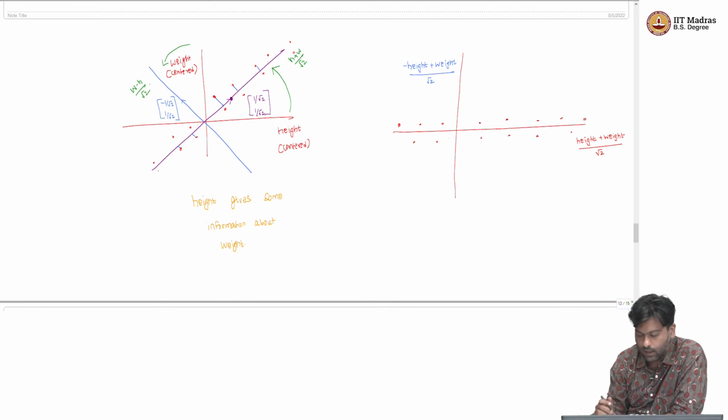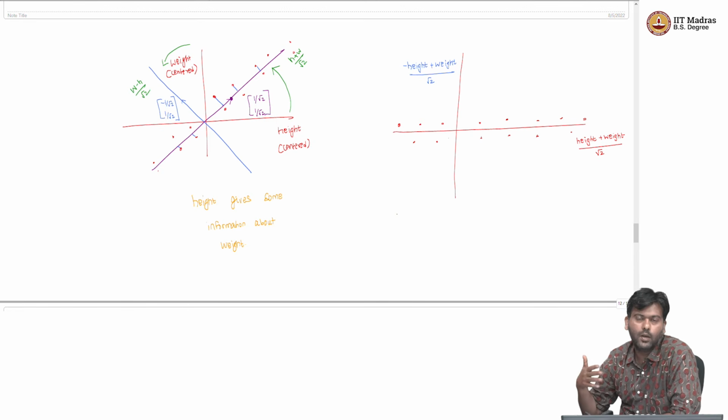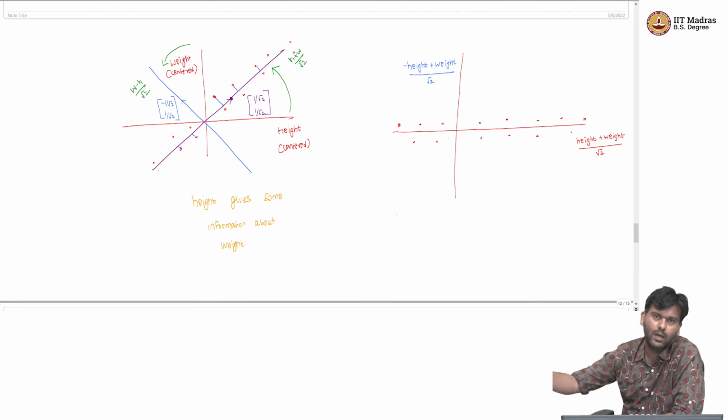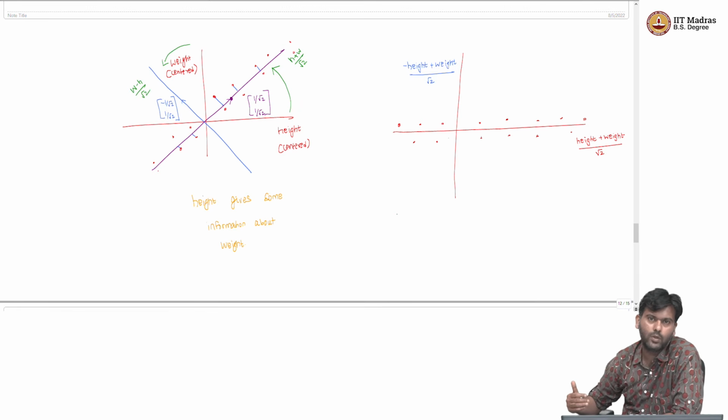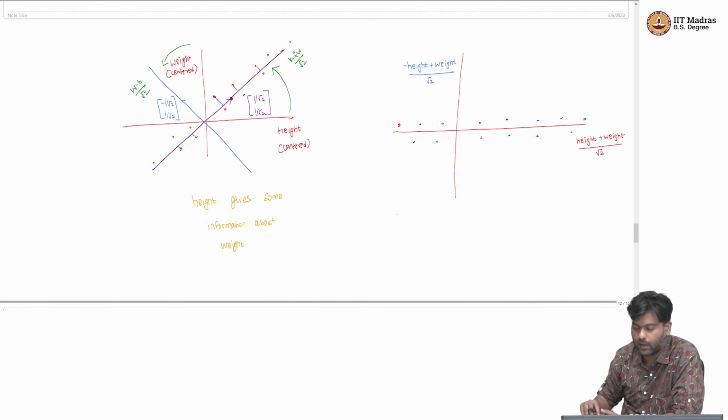Well, this is telling us that if I told you the x axis value, which is height plus weight over square root 2, there is nothing that you can really say about weight minus height by square root 2. If height plus weight by square root 2 increases along this direction, there is nothing really happening for weight minus height by square root 2. It can either be above the axis or below the axis, but there is no real pattern there. Whereas in the previous case, as height increased, the weight tended to increase, and if height decreased, the weight also tended to decrease. Here nothing like that is happening, right.